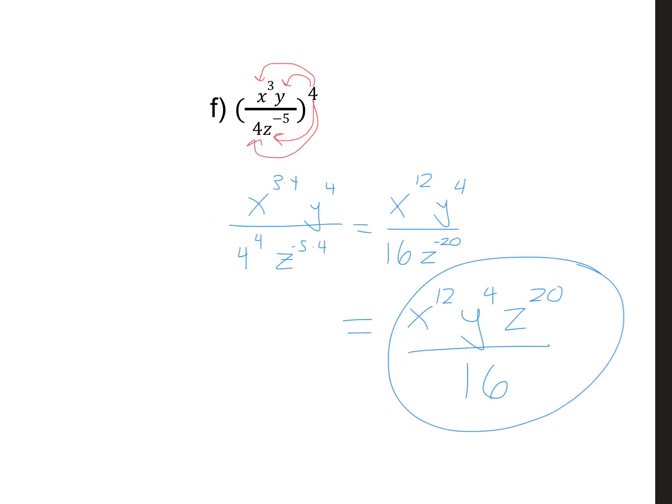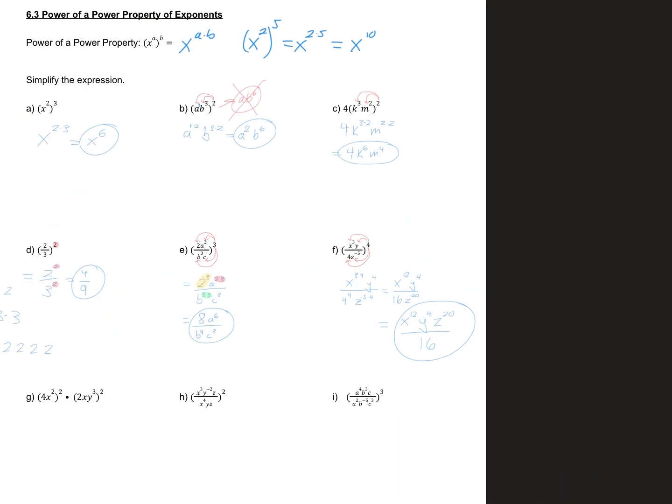All right, so I ended up getting x to the 12th, y to the 4th, z to the 20th, all divided by 16. Remember, you hopefully got to the place where you had a negative exponent, because originally we had z to the negative 5th, but we have to multiply that exponent by 4. So that becomes z to the negative 20th, but we don't like negative exponents. So that's why I moved it to the numerator, and that changed the exponent to be positive 20. So this is what you should have got for your final answer.